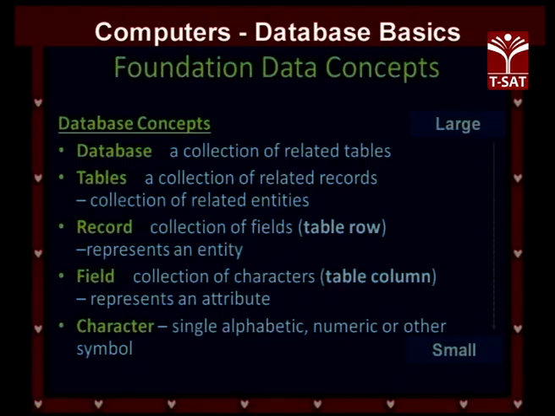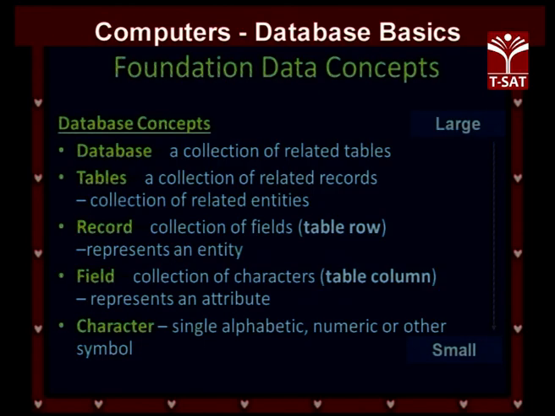Of course, we saw what is a database and what is a table. A collection of related records, or rows and columns, is called a table. When you drill down, a record is a collection of fields in a table, which is nothing but a table row. What is a field? A collection of characters, nothing but a table column. What is a character? A single alphabet, numeric, or other symbol. A character might be anything: an alphabet, a number, a symbol. Those are called characters.